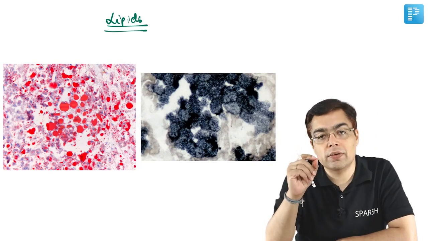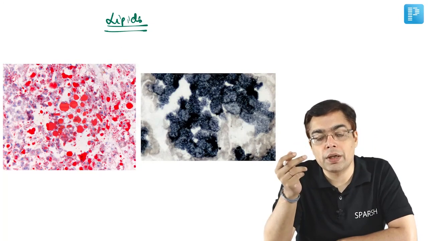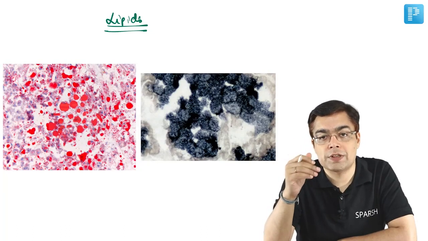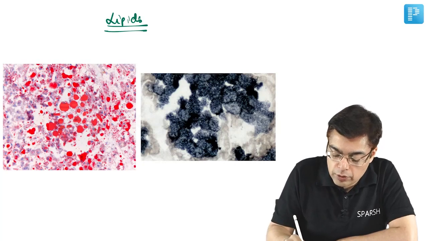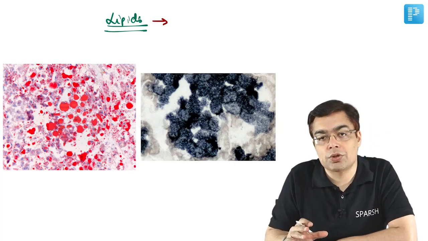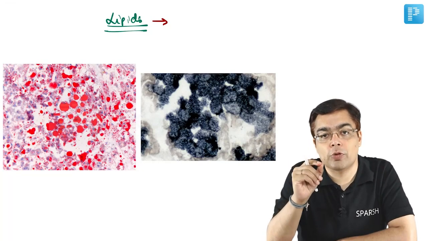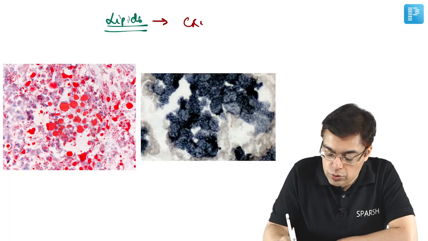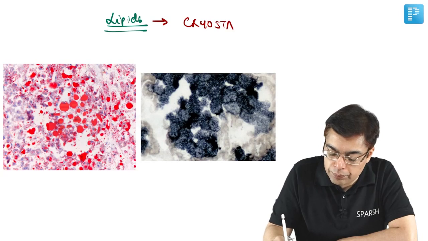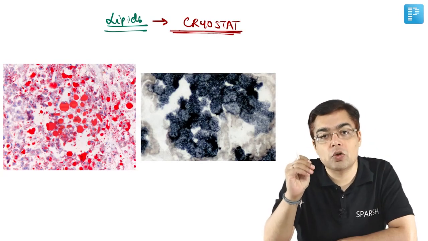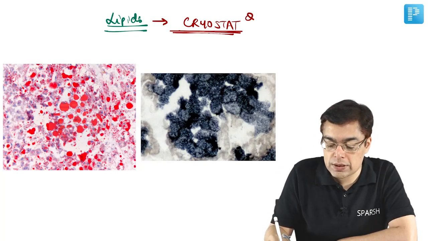Now lipids in general, as a lot of you understand friends, have a property that lipids and glycogen tend to get washed away when we are doing the preparation or fixation of a slide. So fact number one, when you have to detect lipids, you have to ensure that the tissue is frozen. That is ensured with the help of an important instrument given the name of cryostat. So frozen sections are taken so far as detection of lipids is concerned.